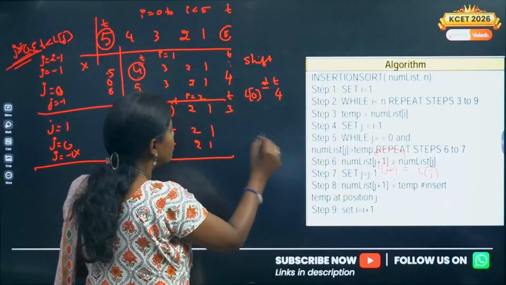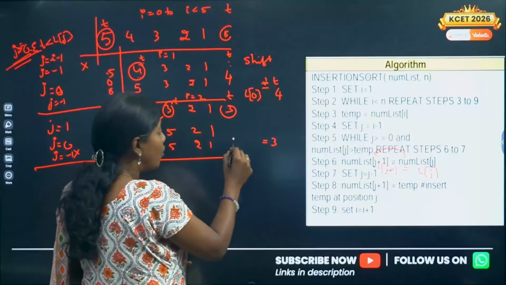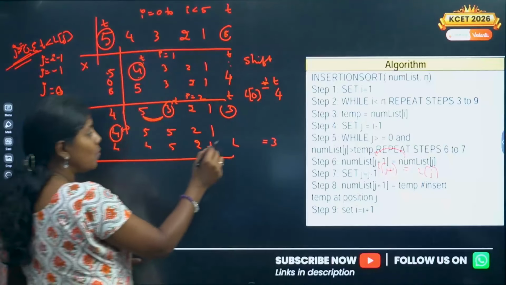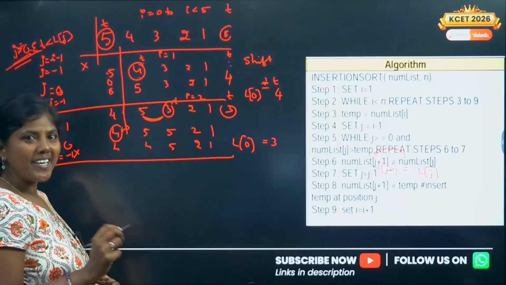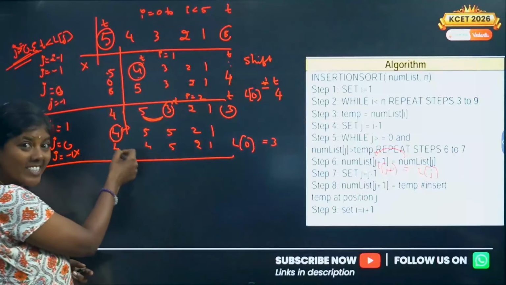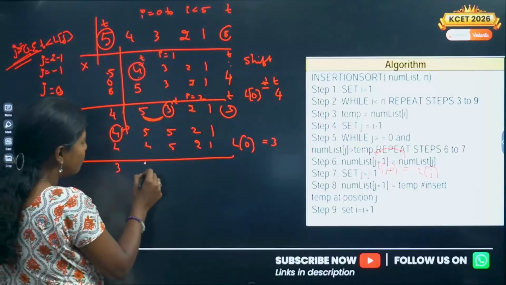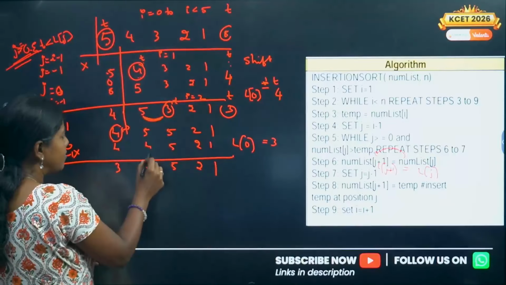Now what I have to put? This 3, you put it in what? L of J plus 1, where J is minus 1. Minus 1 plus 1 is what? I have to put it in 0. It's already shifted, so there is a place. It is not misplaced. So it is 3, 4, 5, 2, 1.